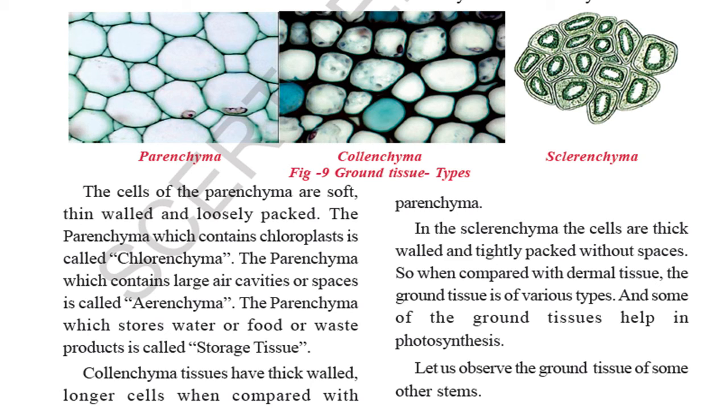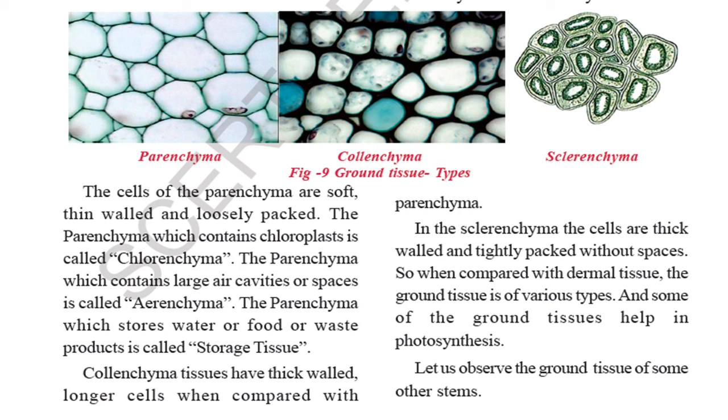Parenchyma, collenchyma and sclerenchyma. The cells of parenchyma are soft, thin-walled and loosely packed. The parenchyma which contains chlorophyll is called chlorenchyma; chloro is taken from the starting. The parenchyma which contains large air cavities or spaces is called aerenchyma, A-E-R-E-N-C-H-Y-M-A. The parenchyma which stores water and food or waste materials is called storage tissue. Understood the difference?